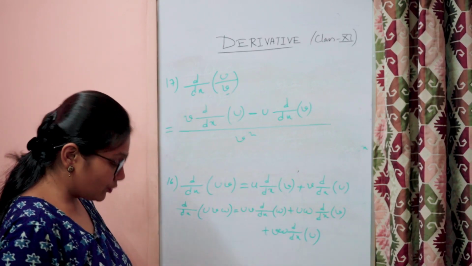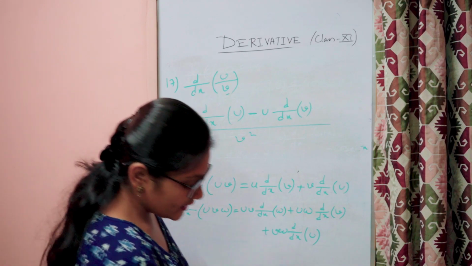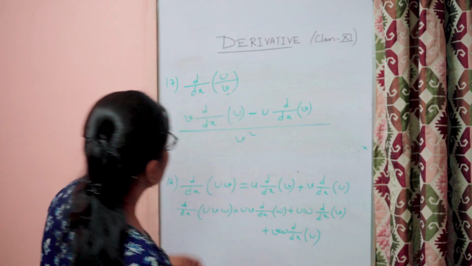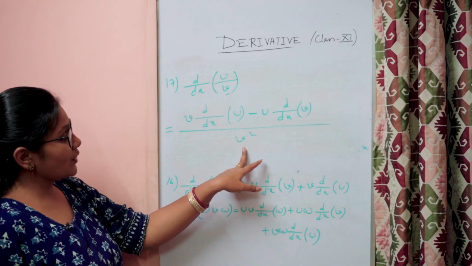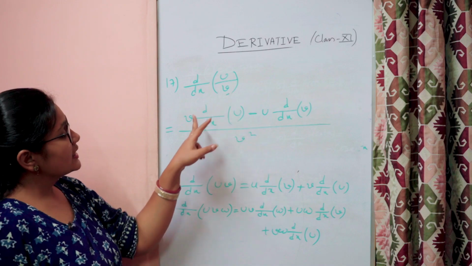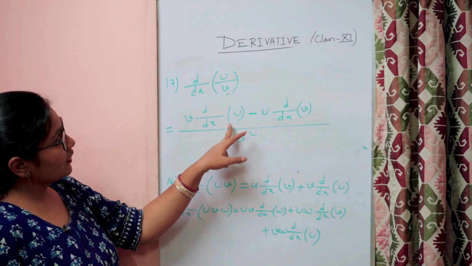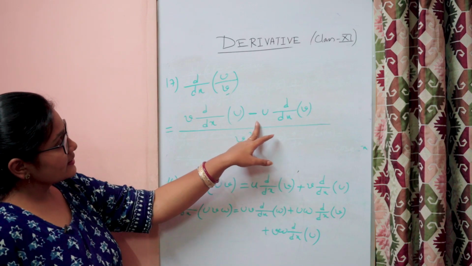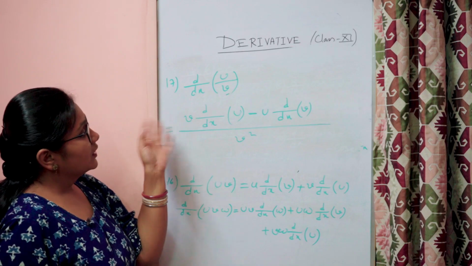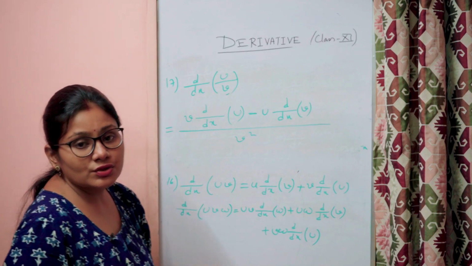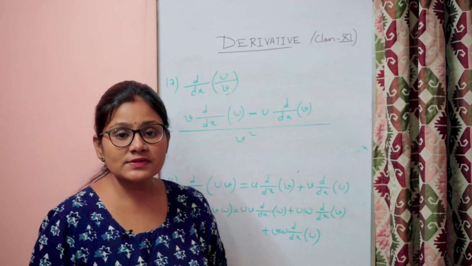So this is the formula to find the derivative of a function in the form of division. The denominator's square is taken, then the denominator remains as it is with the derivative of the numerator, then minus sign, then the numerator into the derivative of the denominator. This you have to learn.